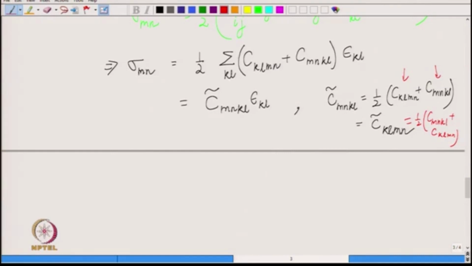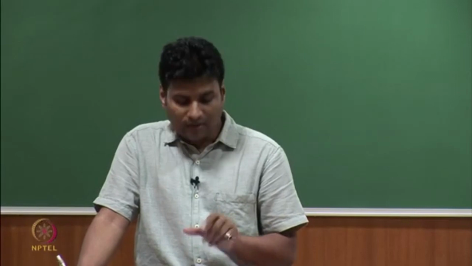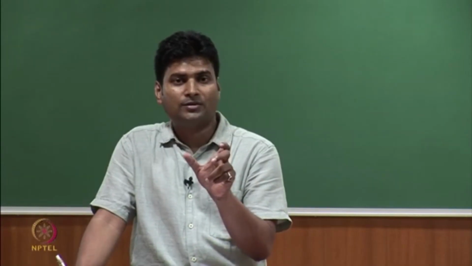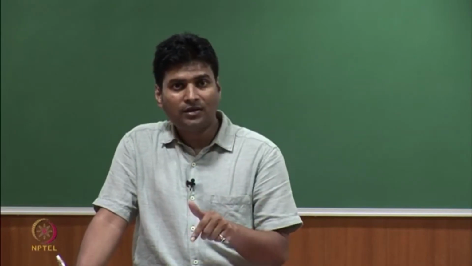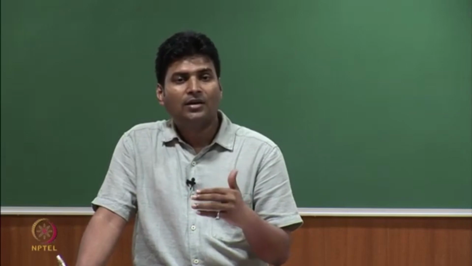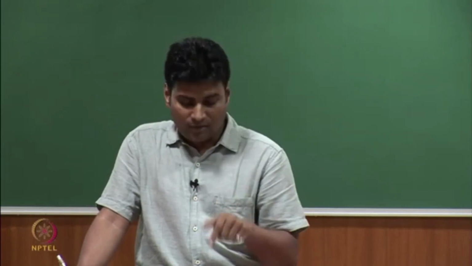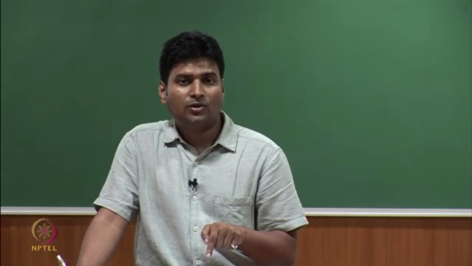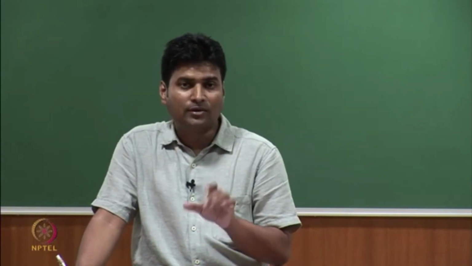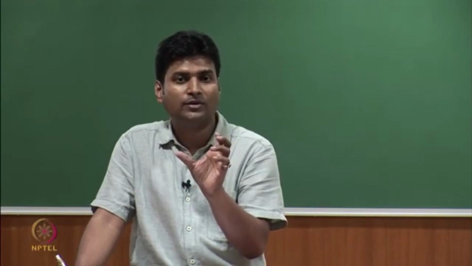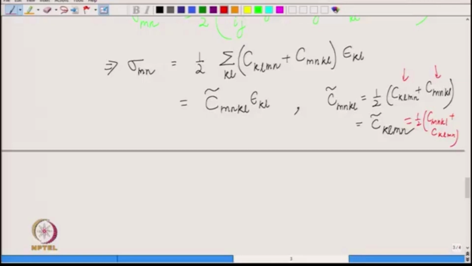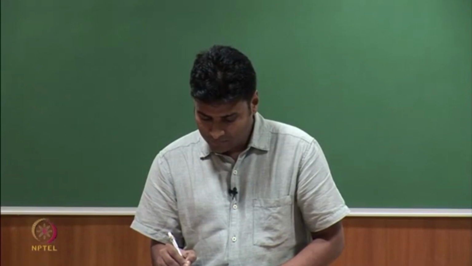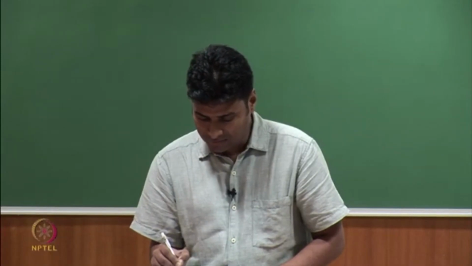So, you see that this C tilde has got a property that you can flip the two pairs mn and kl. So, although we have a C, we can always find an equivalent C, which in this case is C tilde, so that it has this extra property that mn and kl can be flipped, is not it, and that is called major symmetry. Okay. So, here these two being equal, this is called major symmetry.